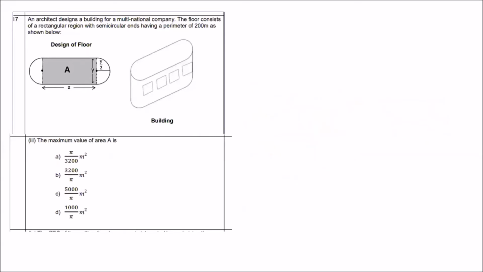Now coming to third part. Third part is maximum value of the area. So we have already got an area. What was it? It was 2 by pi into (100x minus x square). This is area. Now when I want the maximum value of the area, its derivative must be equal to 0. So dA by dx is equal to 0.